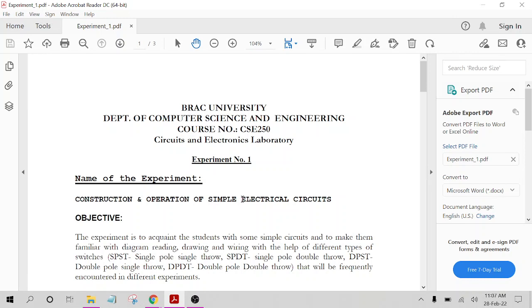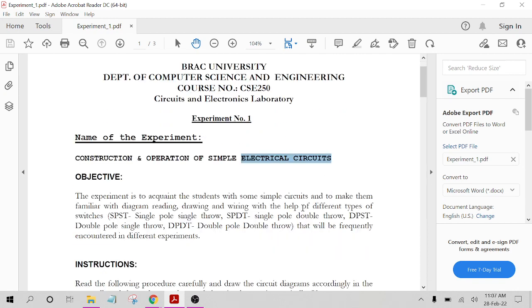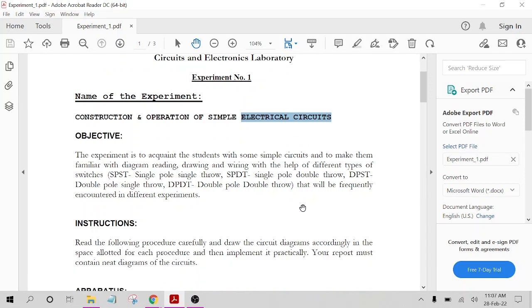In this experiment we will observe the construction and operation of electrical circuit. Actually what we will learn here is the use of switches. There are actually two types of switches in electrical circuit. One is mechanical switch and one is electronic switch.